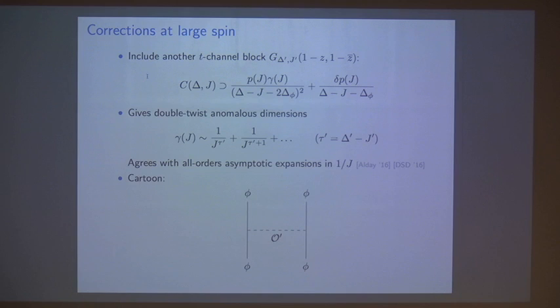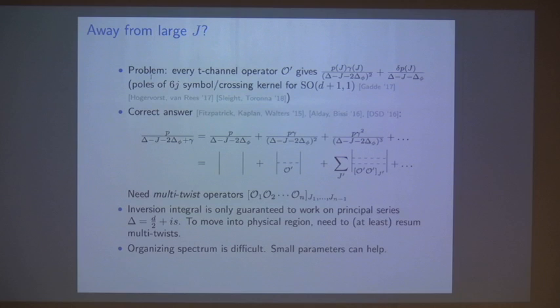OK, so we might try to keep going. Let's do better. Let's include all the operators in the t-channel and see what happens. So if we do this, the simplest thing to do is just use the inversion integral block by block in the t-channel. And if you do that, you're led to a problem. The problem is that every t-channel operator that we include contributes the exact same thing. It contributes a single pole and a double pole.